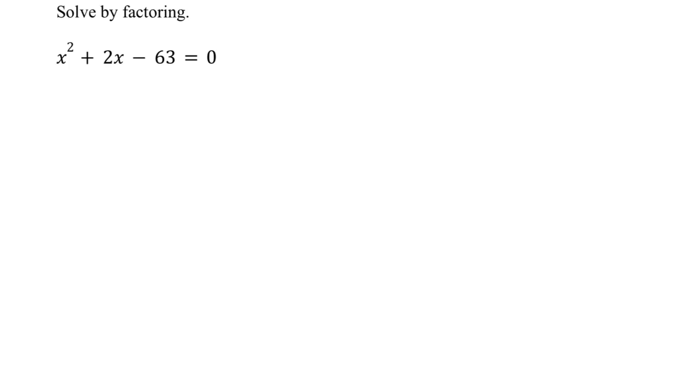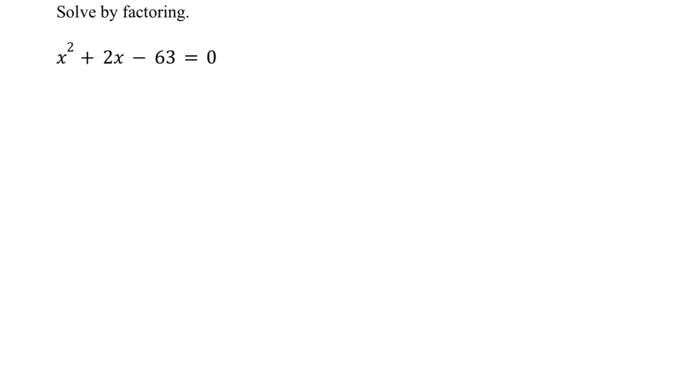Okay, we're going to solve this one by factoring. If you notice, we're already set equal to 0, so we don't have to do anything there. We just got to factor this out. So when I do this, I'm looking for two numbers that will add together to give me the b value, which is 2, and multiply to give me the c value, which is negative 63.